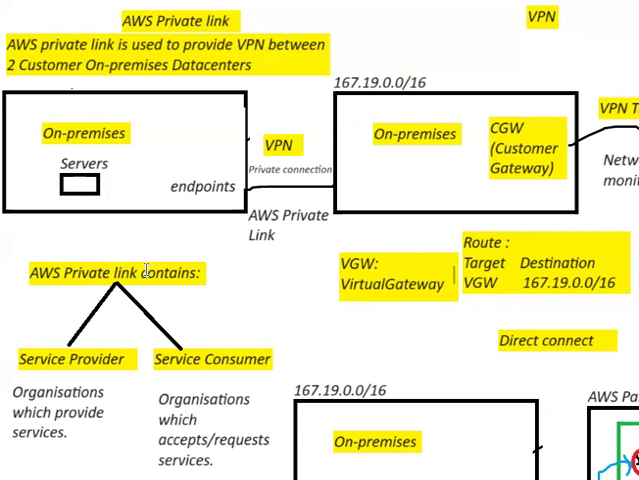Let's say you provided these two things as well. Then how is the connection established? It provides the endpoints. By using those endpoints, you can establish a VPN connection between your on-premise data centers and transfer your service data from one on-premise data center to another, that is, from the service provider data center to the service consumer data center. So by using AWS PrivateLink, you can provide a VPN connection between two on-premise data centers.